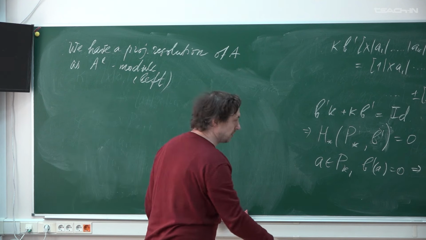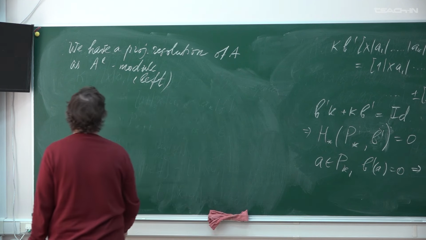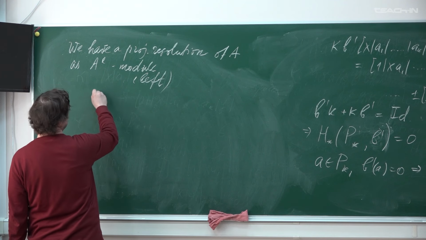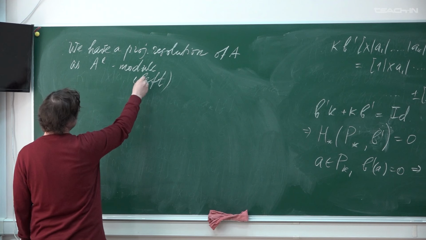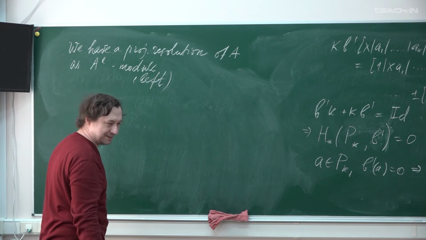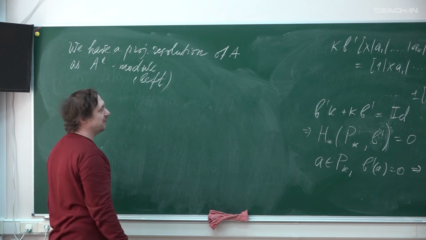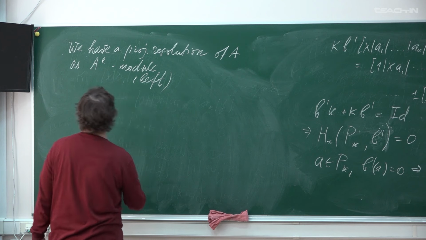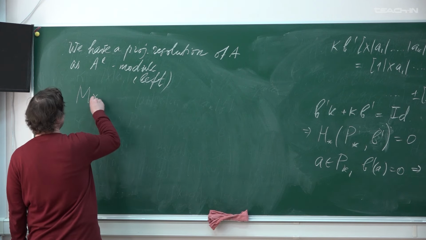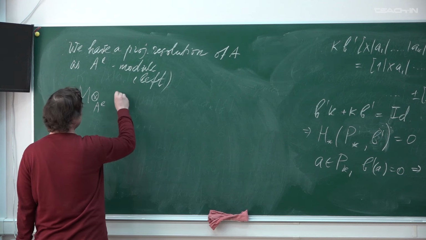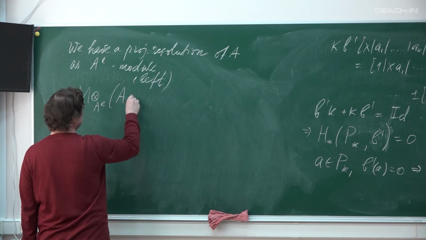So what do we do then? We take the tensor product. So this is a left module. We need to change left and right, of course, a little bit, but let me skip these details for a while. So we just take M and tensor it over AE with this free module.